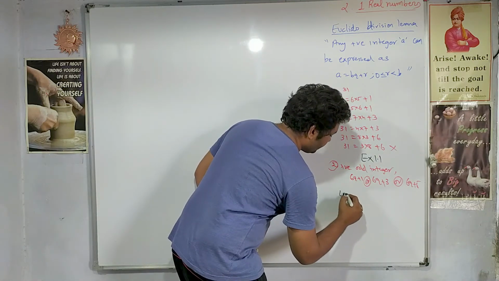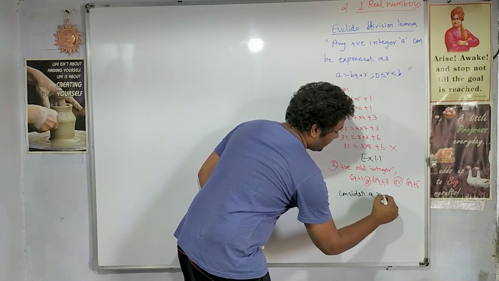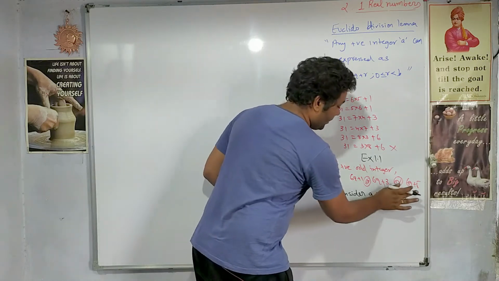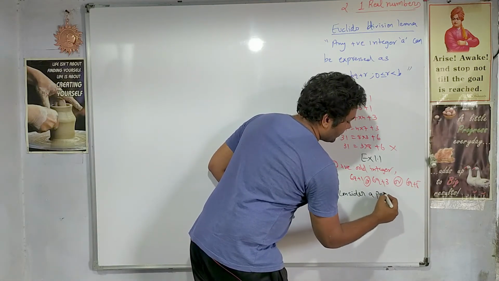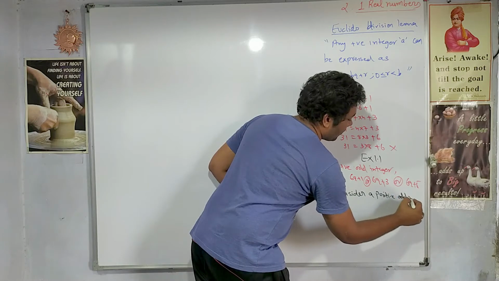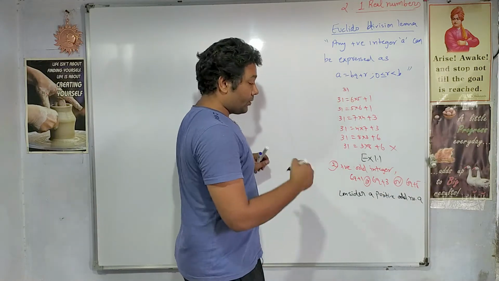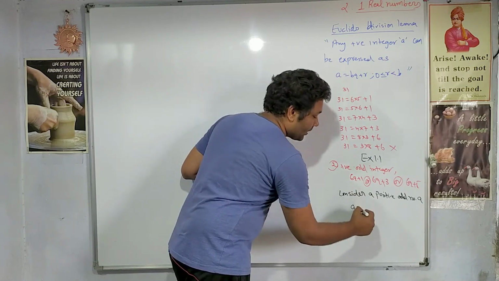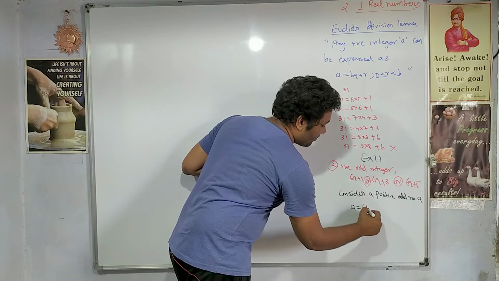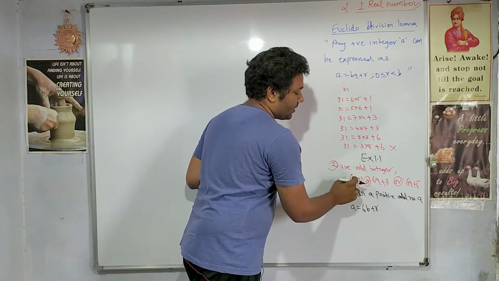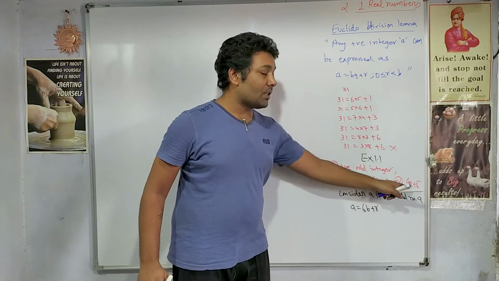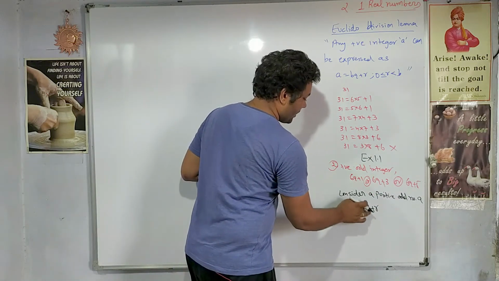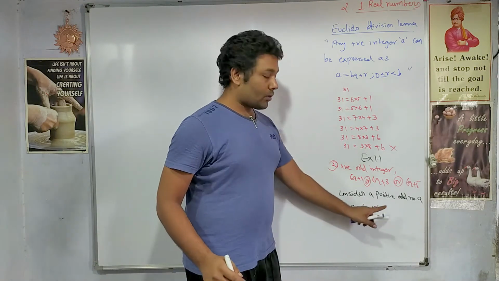Consider a positive odd number a. If you take a positive odd number a, as per Euclid, how can you write it? a can be written as 6b + r. Here in the question it is in terms of 6. b is fixed, b is given here, so we cannot change the value of b. So a = 6q + r.